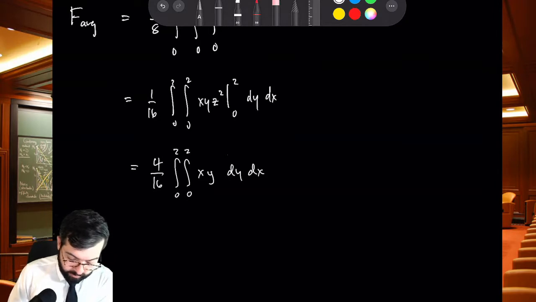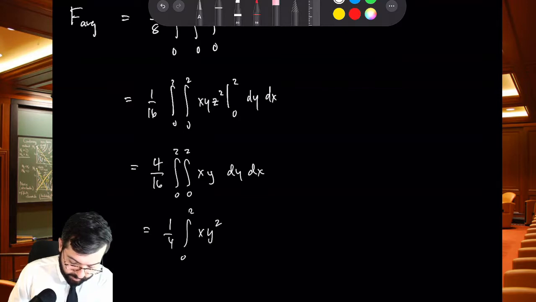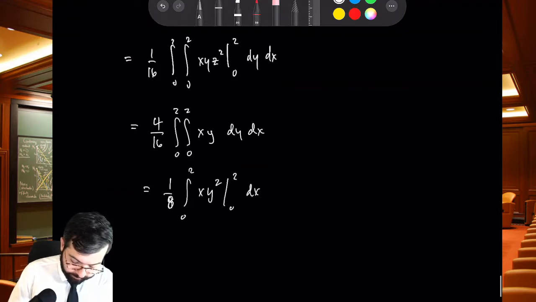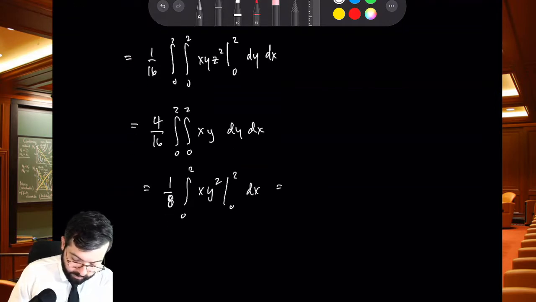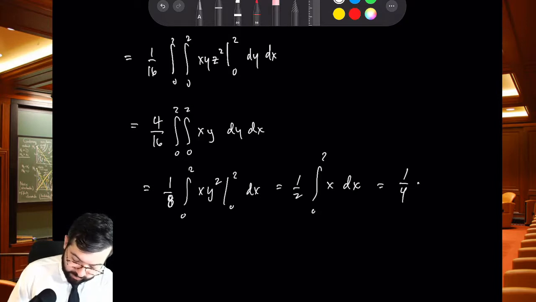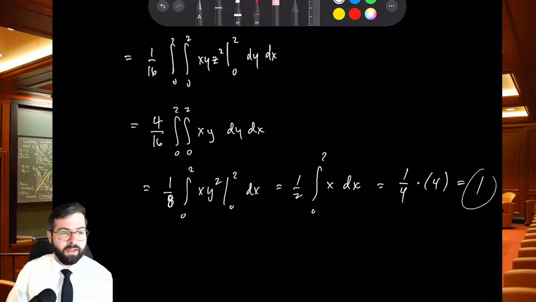Same thing's going to happen here. We integrate with respect to y. So we get 1/4 x y squared over 2. So this becomes 8 from 2 to 0 dx, which, again, is 4 to 0. So we bring that 4 out. We get a half, 0 to 2, x dx. So it's a quarter times that whole thing again. It's 4. So that gives us 1. Okay.